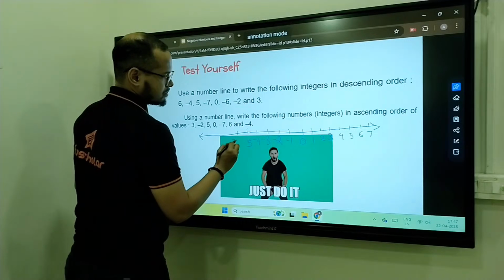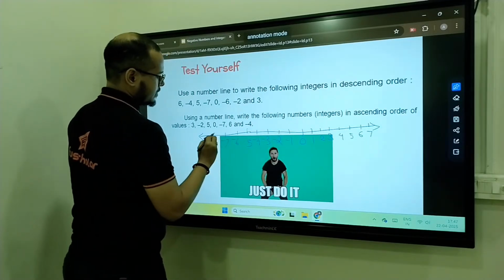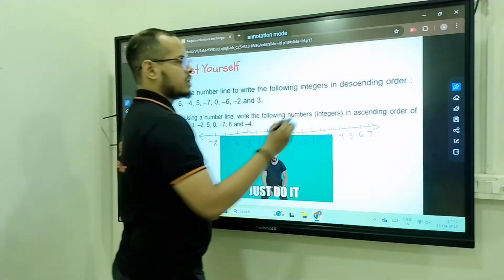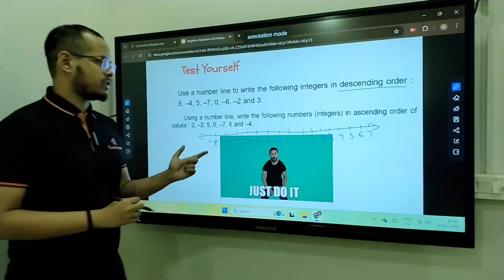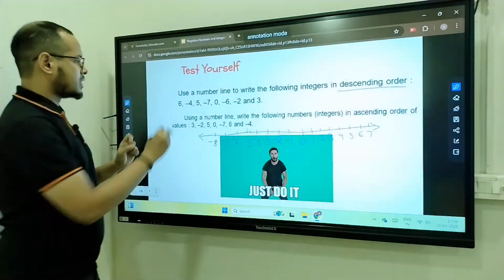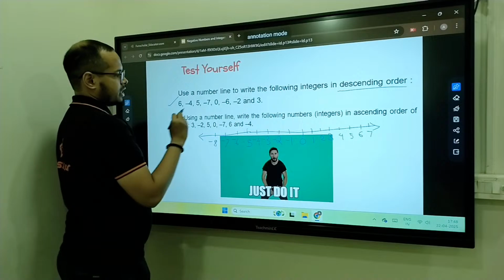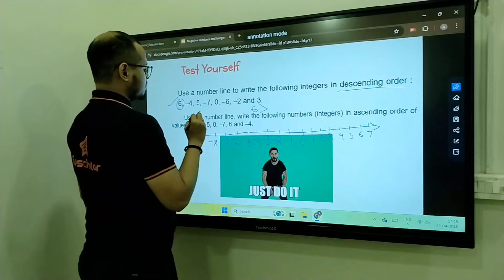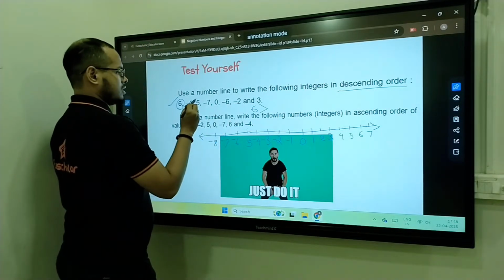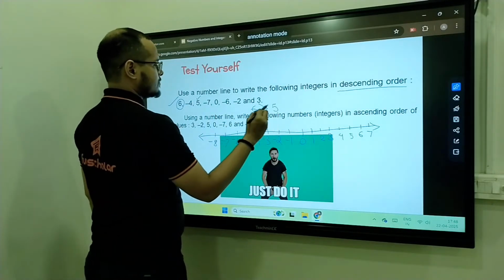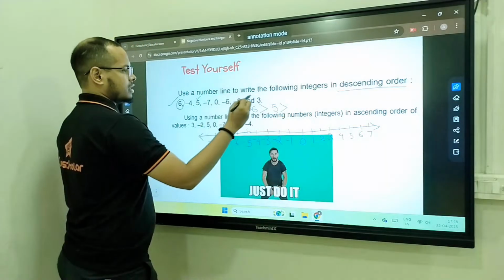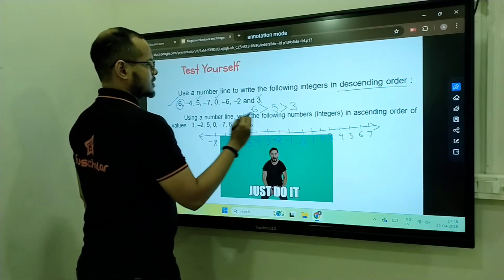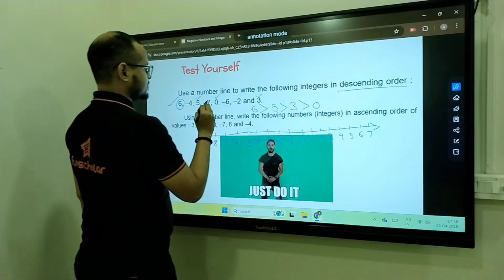-5, -6, -7, -8. Now we have to arrange it in what order? Descending order. Means big comes first. Okay. Now first arrange all the numbers that are given to us. So what is the biggest number? I can say 6 is the biggest number. Okay. So 6 comes first, greater than. Then after that, what comes? 5, 5 greater than. After that, 3 greater than. After that, 0 greater than.